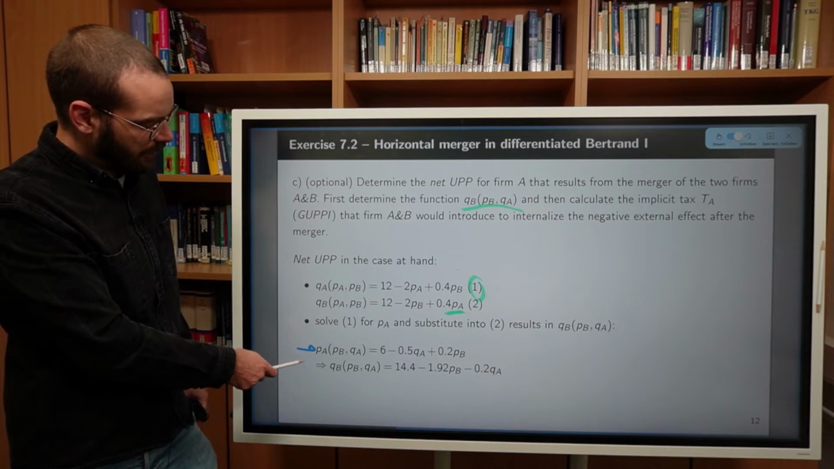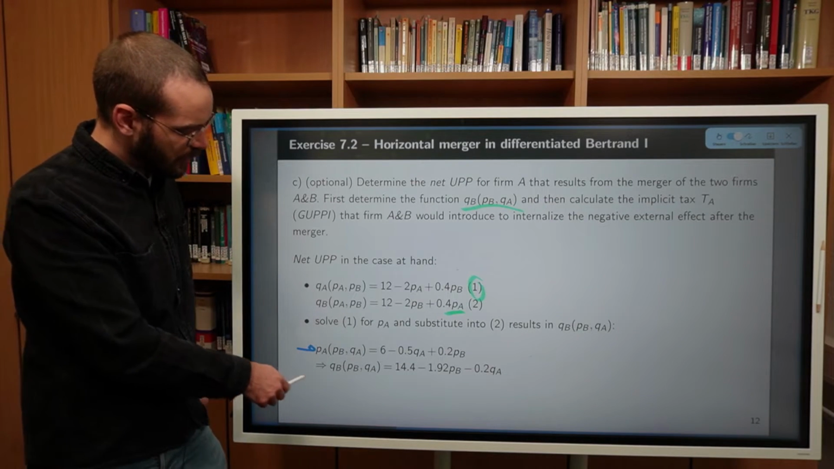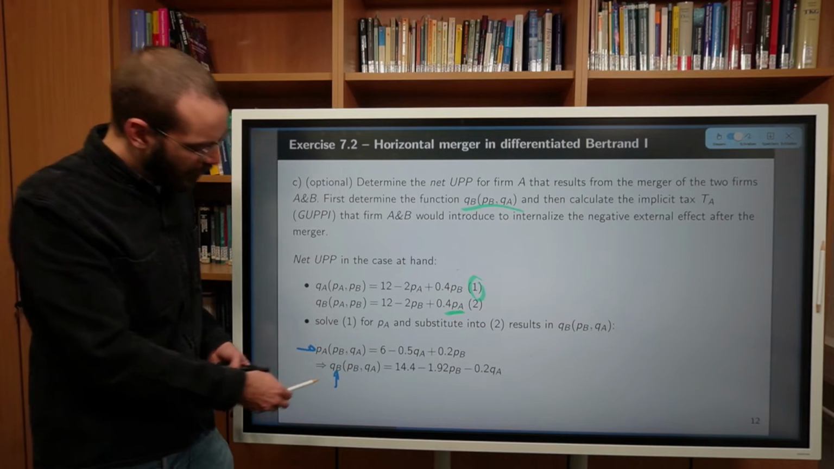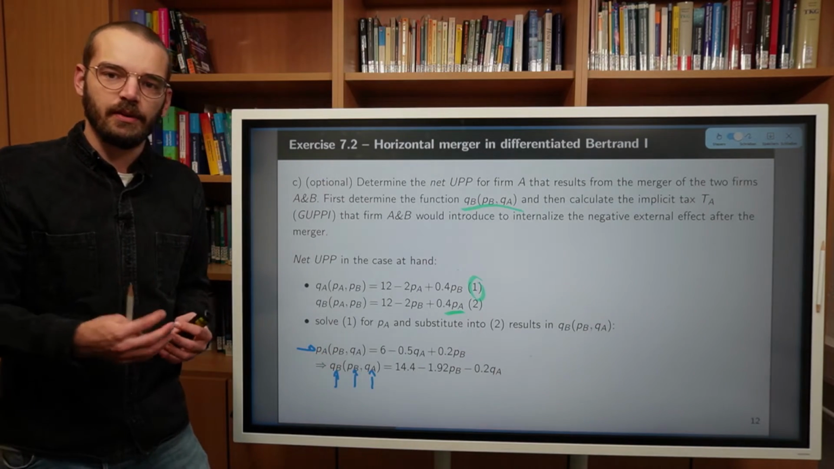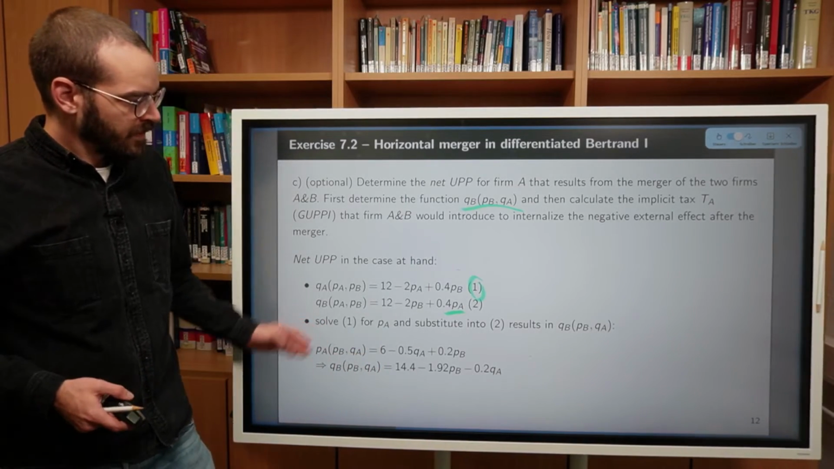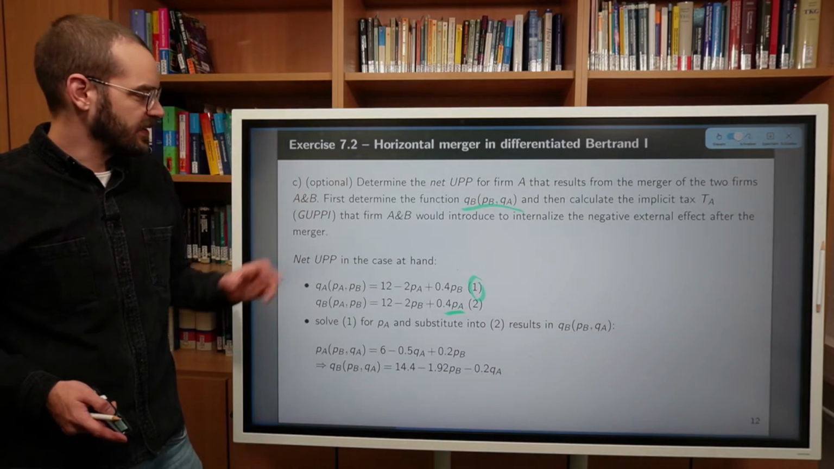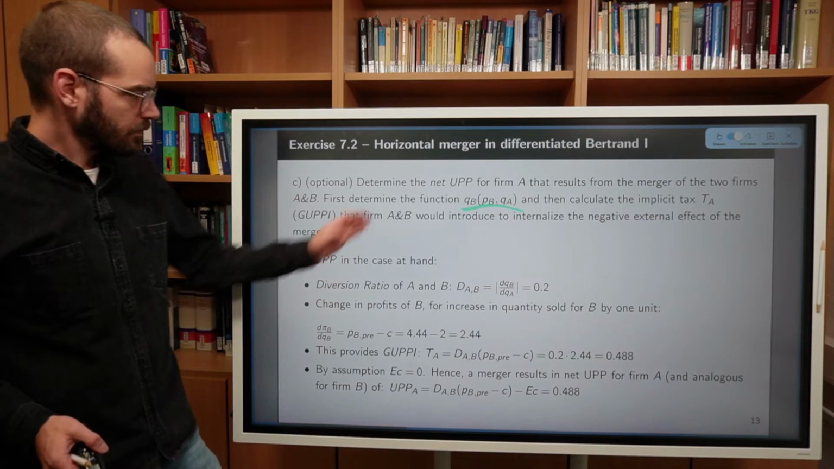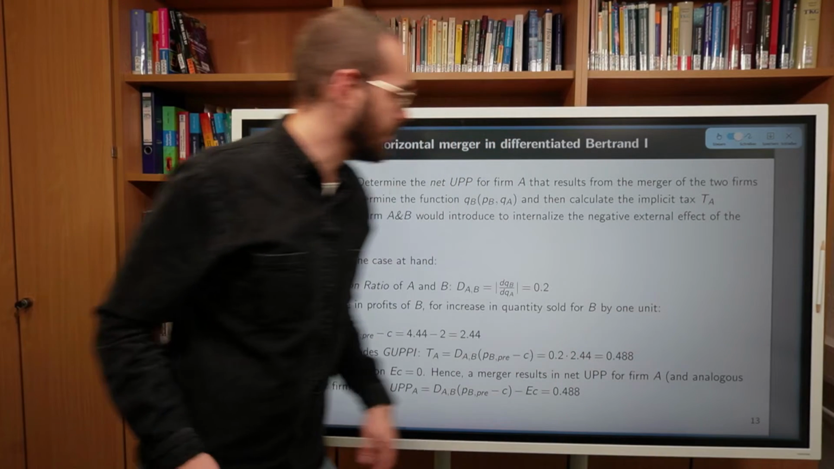So we now have what we were asked for after rearranging, namely a function that gives us the quantity of some good B as a function of the price of the same good B and the quantity of the other good, A in this case. All right. That's the first step towards calculating the implicit tax TA. So let's continue down this path and calculate this implicit tax.